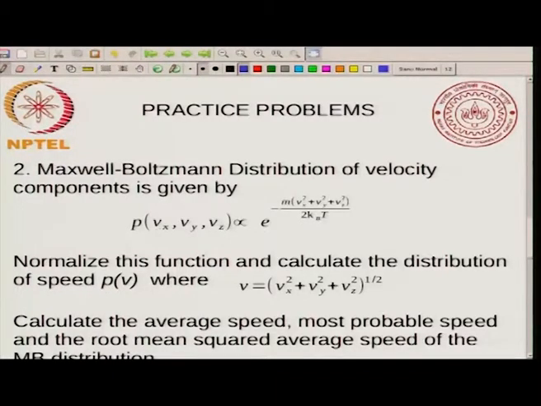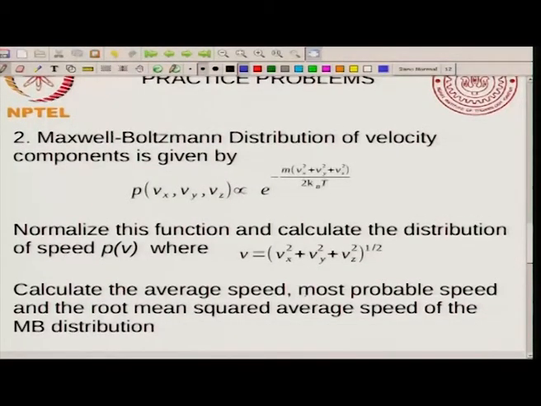So, this is a distribution of 3 components. It is a multidimensional distribution, and you convert it to a distribution of a single quantity v, which is given by the square root of Vx square plus Vy square plus Vz square. Then you calculate the average speed, most probable speed, and the root mean square average speed of this Maxwell-Boltzmann distribution. Okay, so again, this is a very standard exercise when you do kinetic theory of gases. Just to show how you will go ahead and do this.